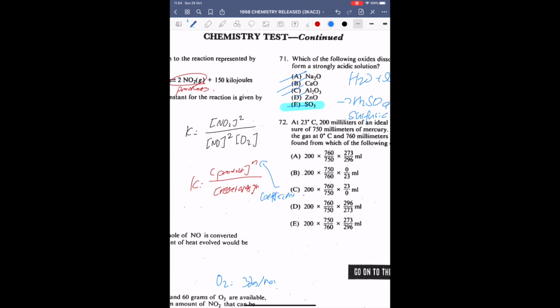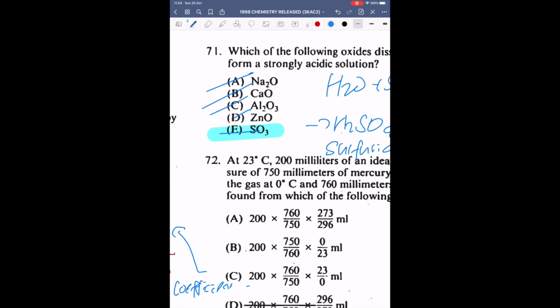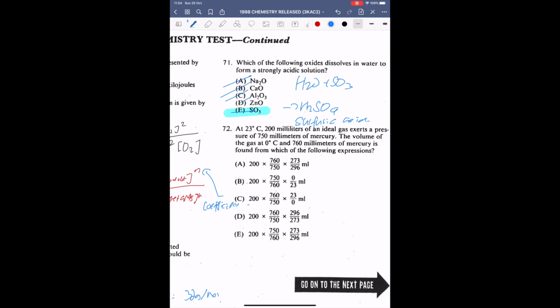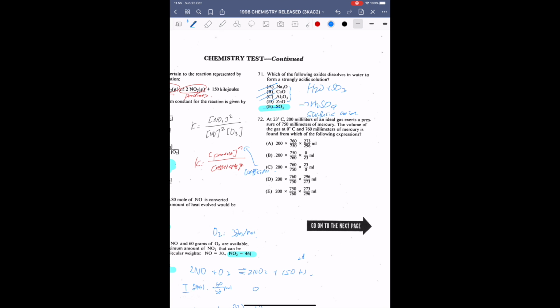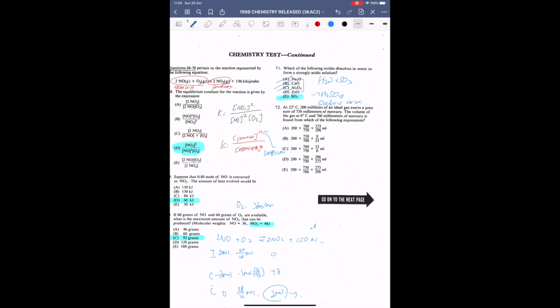So another trick that you can use in questions like this is to eliminate all the common choices. Among the choices here, we see that all of these 4 are metals, so we could eliminate them, and the only one that stands out is choice E, because it's the only non-metal oxide, so you can also do it that way.